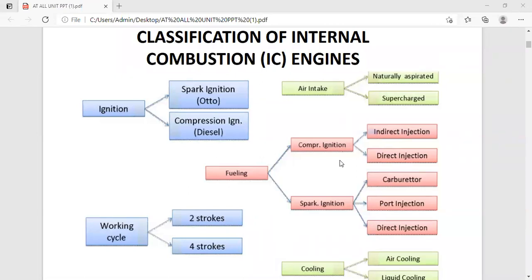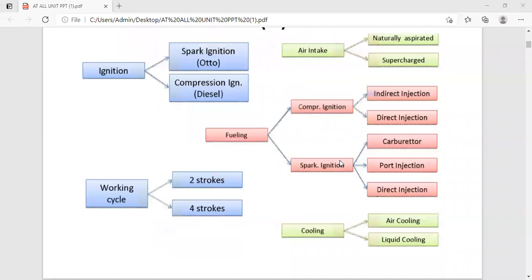Okay. So according to the number of cylinders, we have the single cylinder and multi-cylinder. According to the cooling method, sometimes we use radiators, which is a water-cooled engine, and sometimes we use fins over the engines. So that is called an air-cooled engine. So water-cooled and air-cooled engines we have seen.